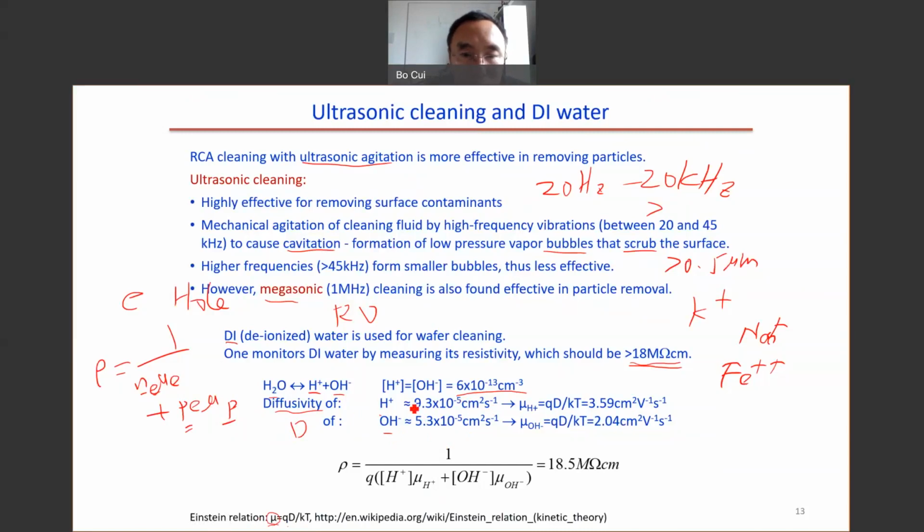Once we know the mobility, we can find the resistivity like this. It's the charge q, carrier concentration, and mobility, giving 18.5 megohm. So normally we need it to be higher than 18 megohm. Then we know the DI water is good.